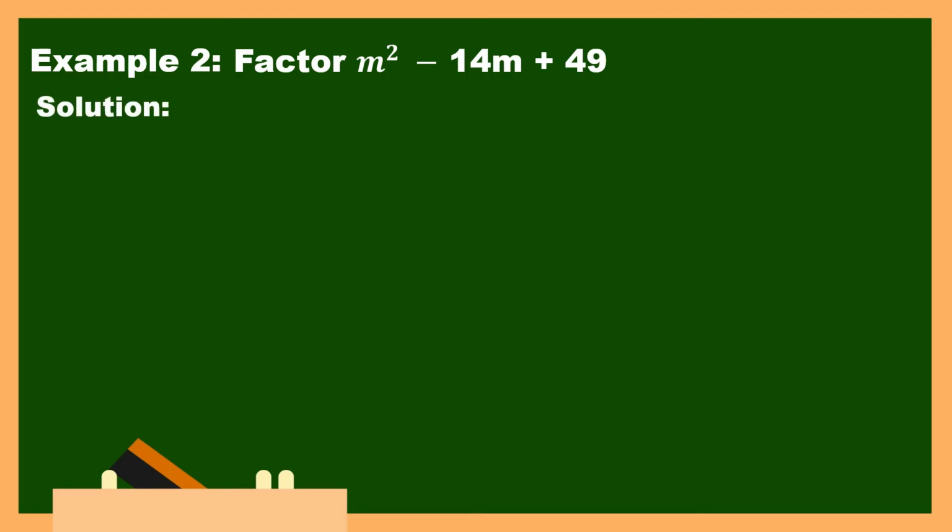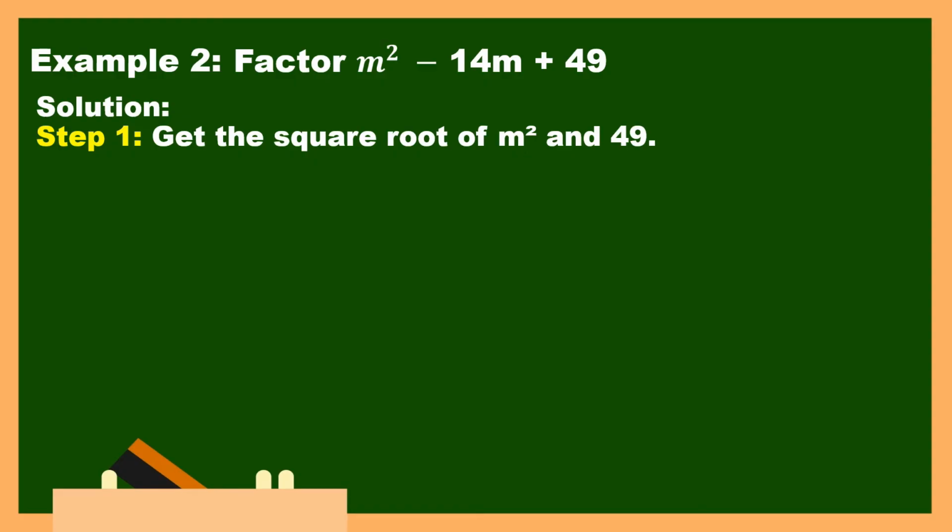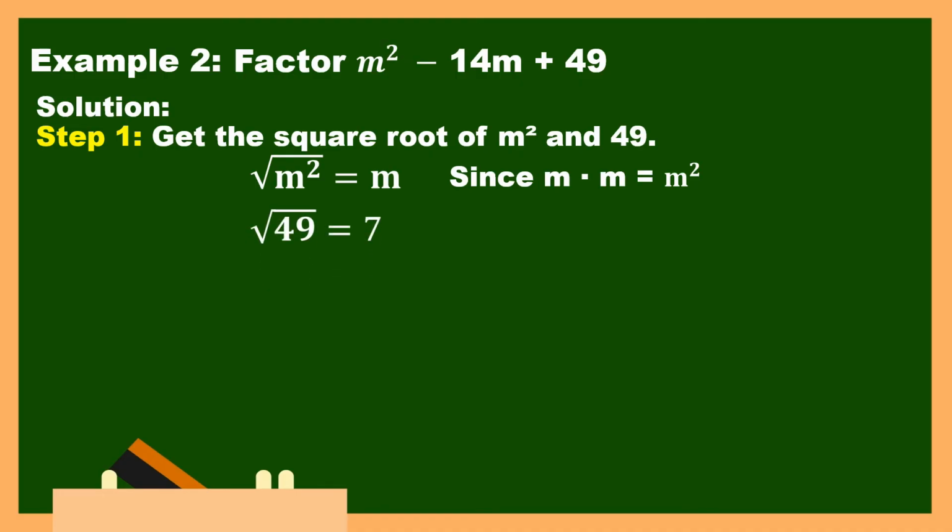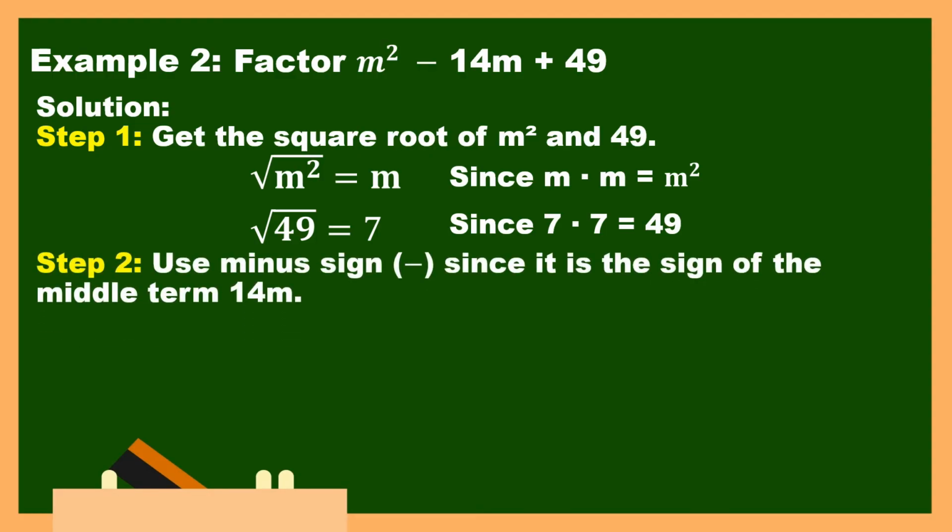So ang ating gagawin, una-una ay kukunin ang square root ng first term at saka last term. Dito sa ating example, ang ating first term ay m squared at ang last term naman ay 49. So, the square root of m squared is equal to m since m times m is equal to m squared. And the square root of 49 is equal to 7 since 7 times 7 is equal to 49. Step 2, use minus sign since it is the sign of the middle term 14m.